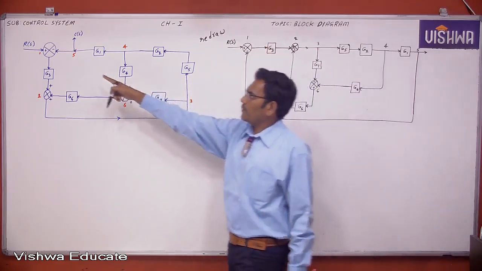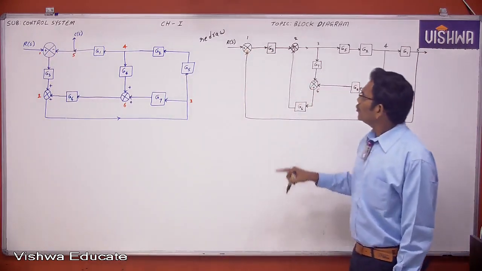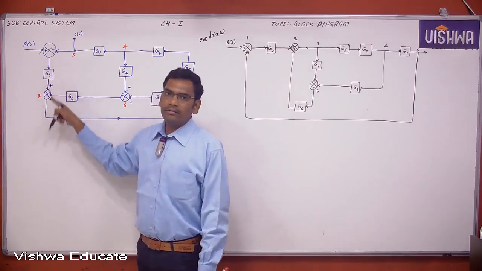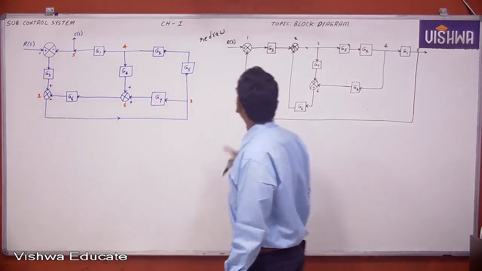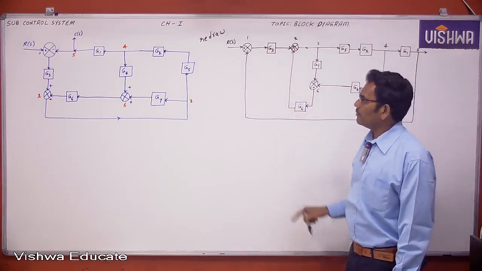Now this summing point, number 1 means this summing point. See, concentrate, number 1 to number 2. Number 2 is this summing point. Now what is there between 1 and 2? Between 1 and 2 there is one forward path gain, G3. Okay, next 2 to 3.